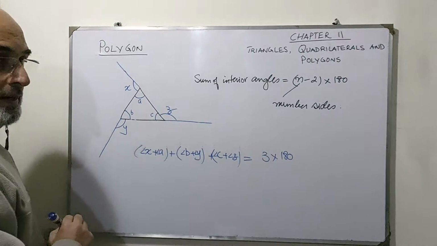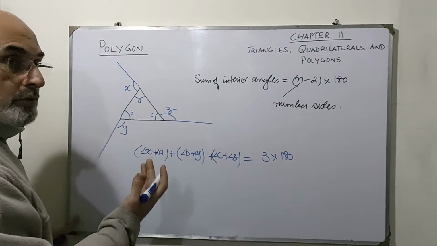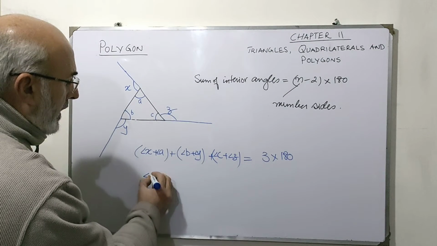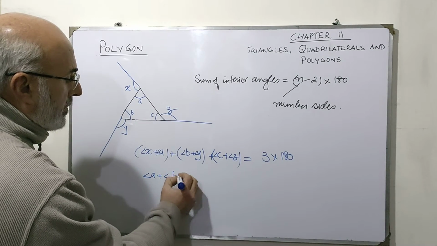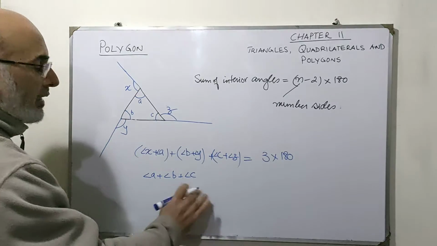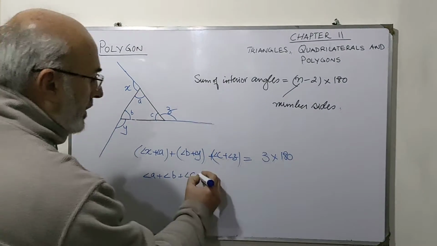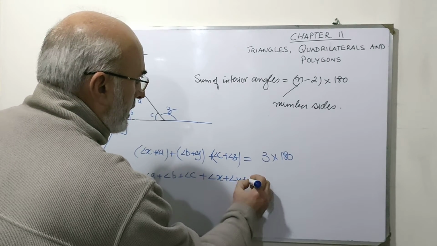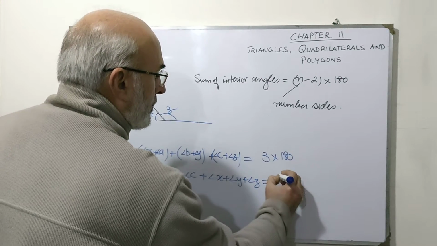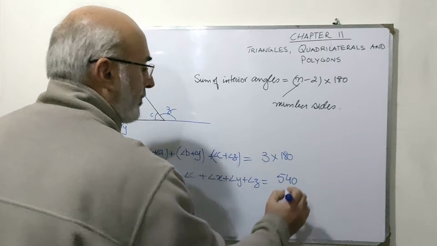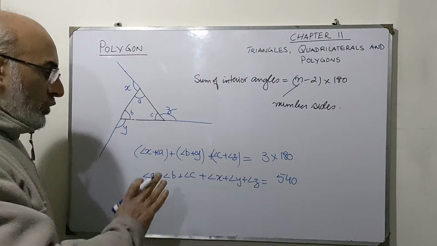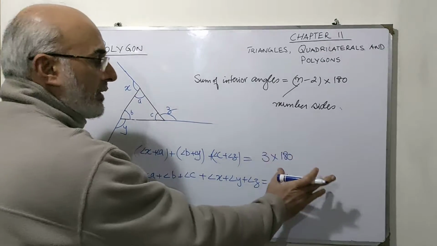So now what am I going to do? I'm going to separate the interior angles and exterior angles. So angle A plus angle B plus angle C, these are all interior angles. Now plus angle X plus angle Y plus angle Z is equal to 540. So interior angles, exterior angles and a sum.